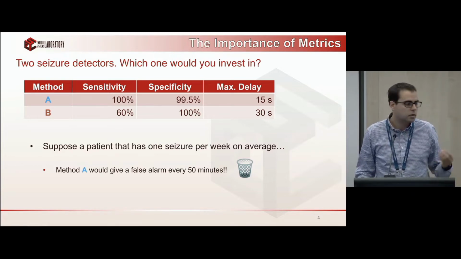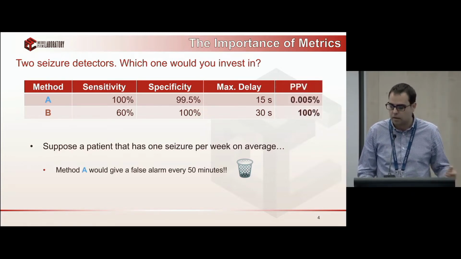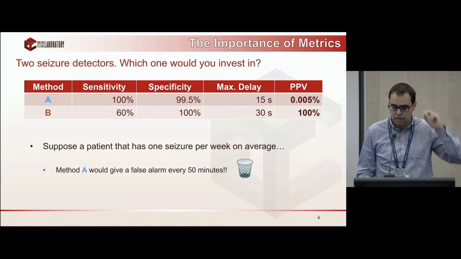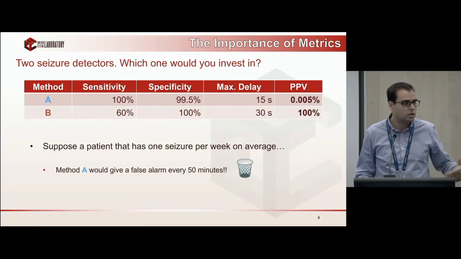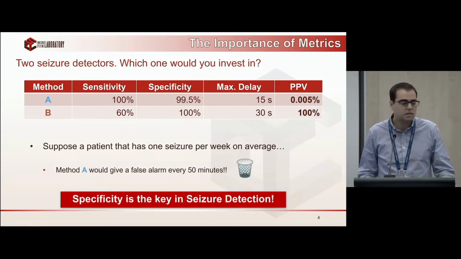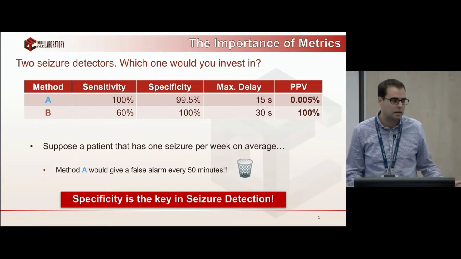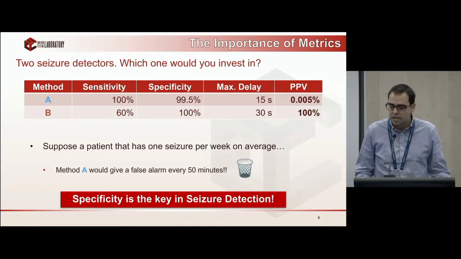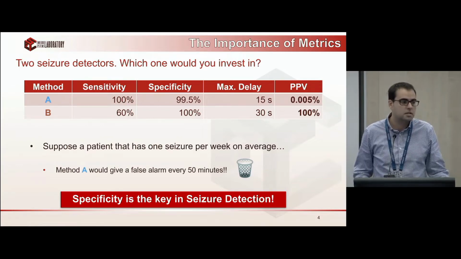So this is the importance of metrics. If we take a look at the positive predictive value, we can see where is the real difference. So seeing this, we have to point out that from our perspective, from continuous long-term monitoring, specificity or different measures of specificity are the real key in seizure detection. And basically anything below 100%, as Philip said before, is not acceptable.